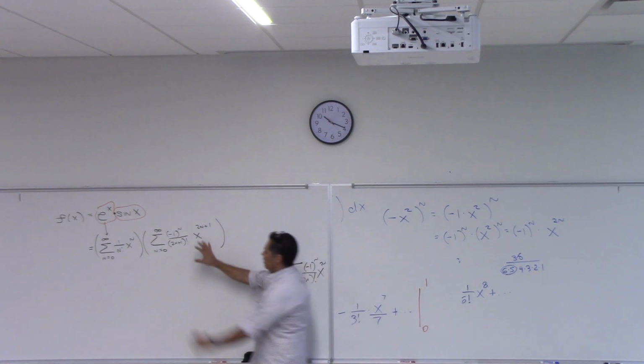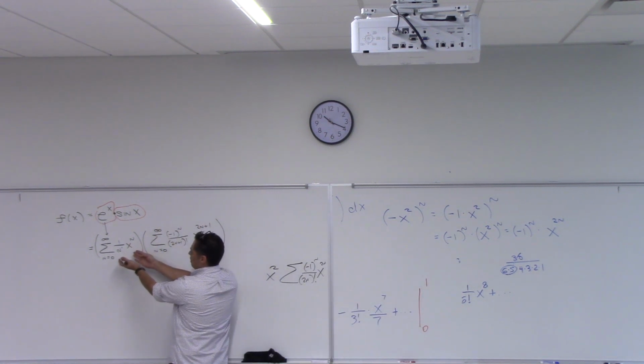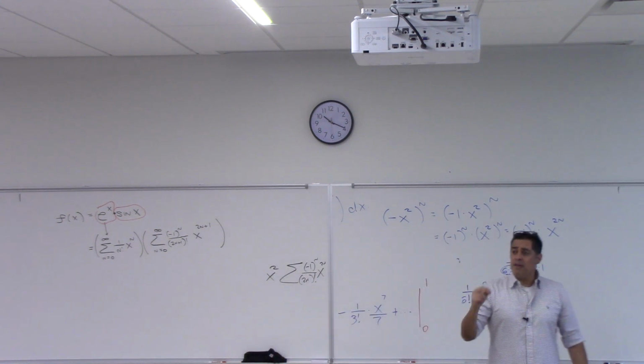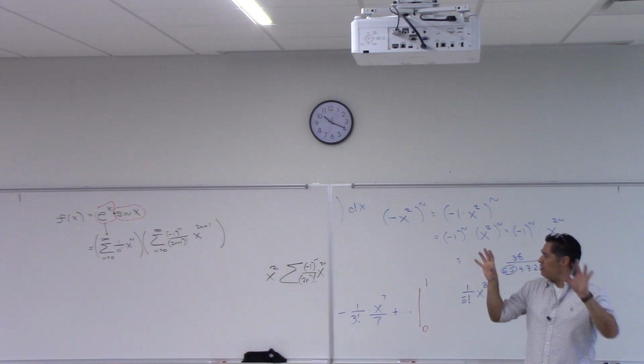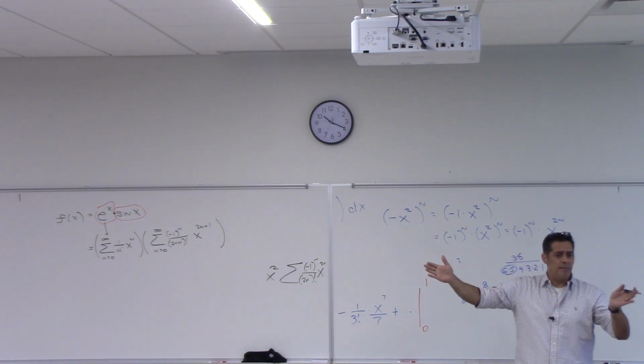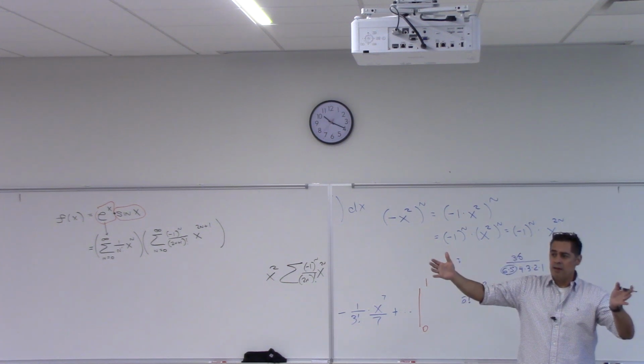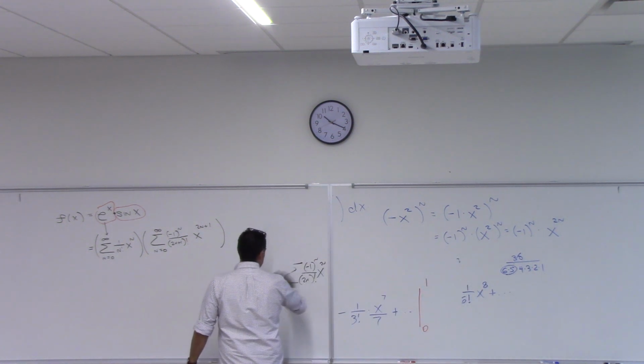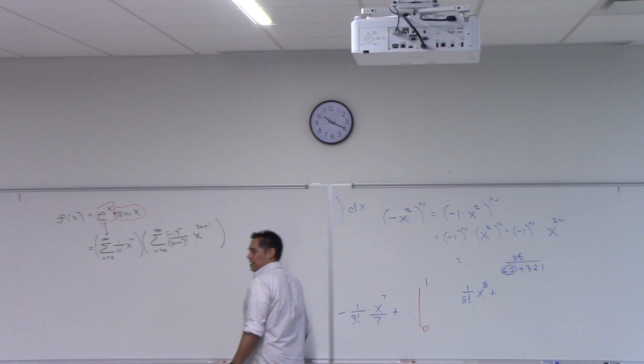You have what? In front of this, how many terms are there? An infinite number of them. So how do you multiply infinite polynomials? That's what each of those parentheses is: an infinite string, an infinite polynomial, right? So how do you multiply them? Well, you're going to have to use a kind of grinding technique.